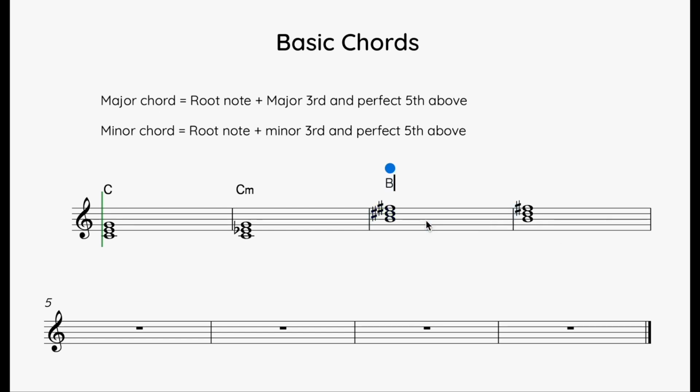So here's the chord of B major. And now here is the chord of B minor.